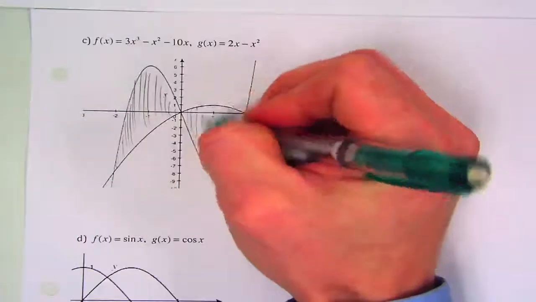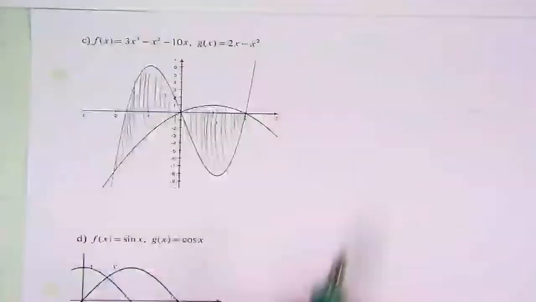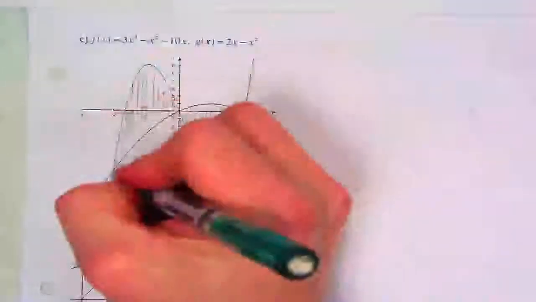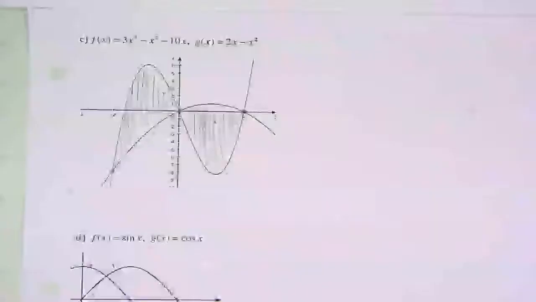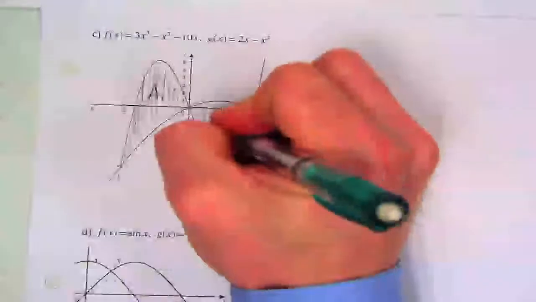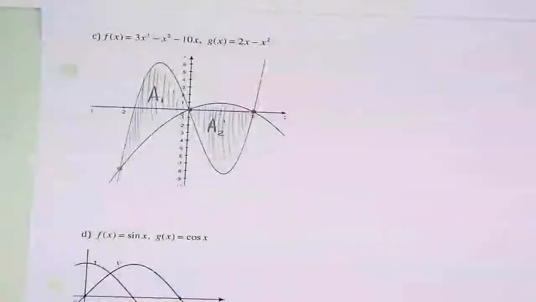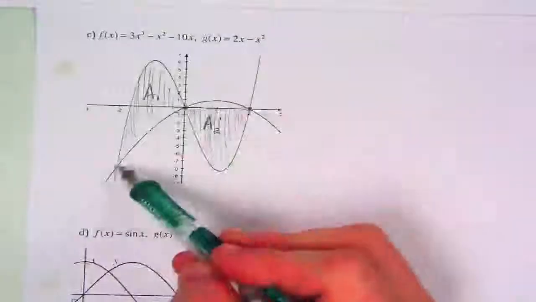So in this case, we're going to have to break it into 2 parts. You can see when your functions cross at more than 2 places, like 3 in this case, we actually get 2 different regions that we're finding. So I'm just going to call one of these area 1 and the other one area 2. Okay, now we do have to find our 3 points of intersection here.